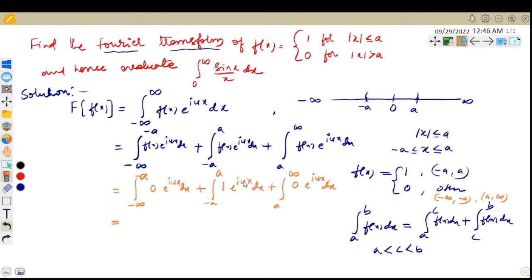So you can integrate e raised to iux with respect to x. Integration of e raised to iux is e raised to iux divided by the coefficient of x, which is iu, between the limits minus a to a. Now you can take 1 by iu outside, substitute the upper limit in place of x, e raised to iua minus e raised to minus iua.